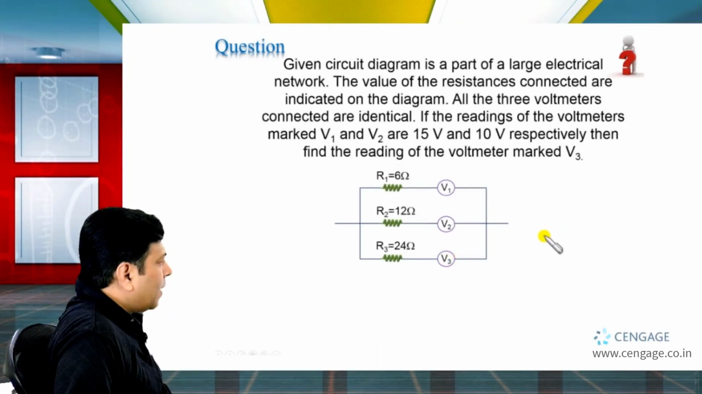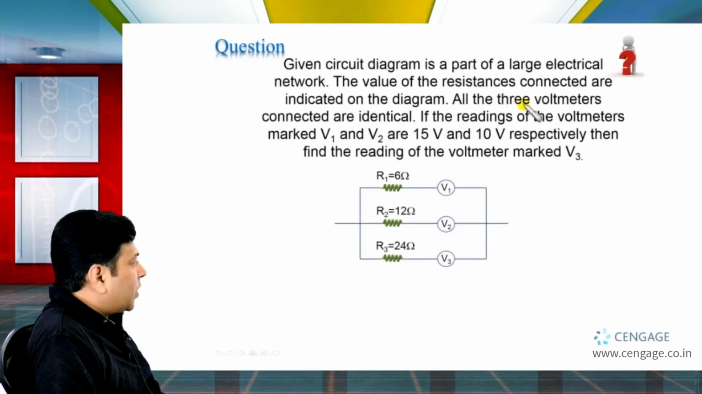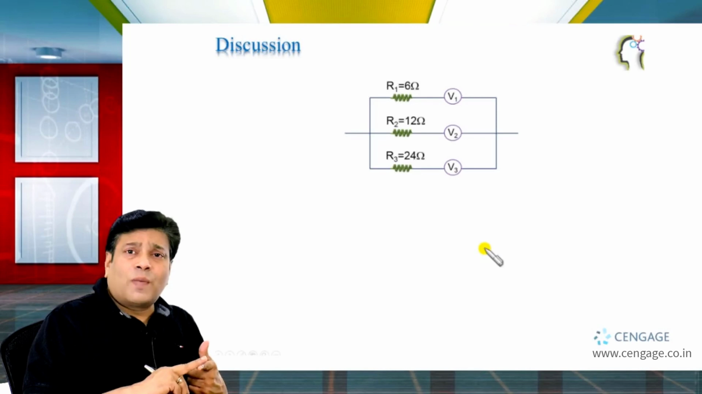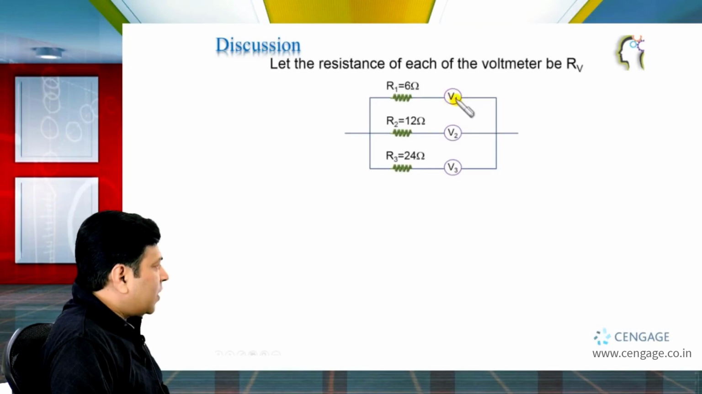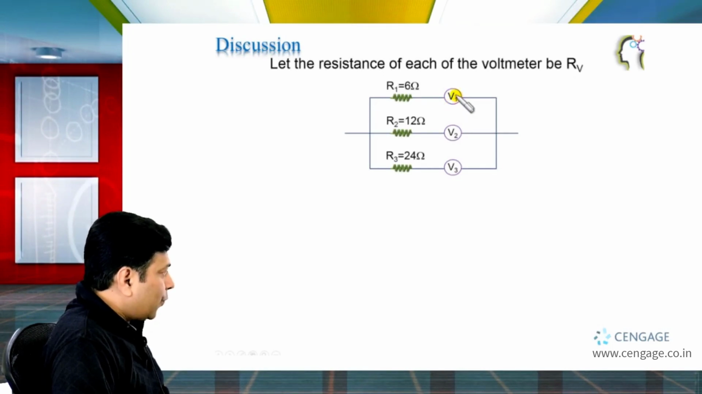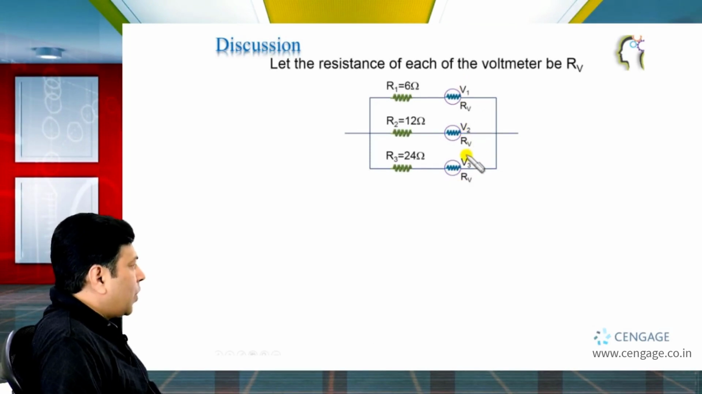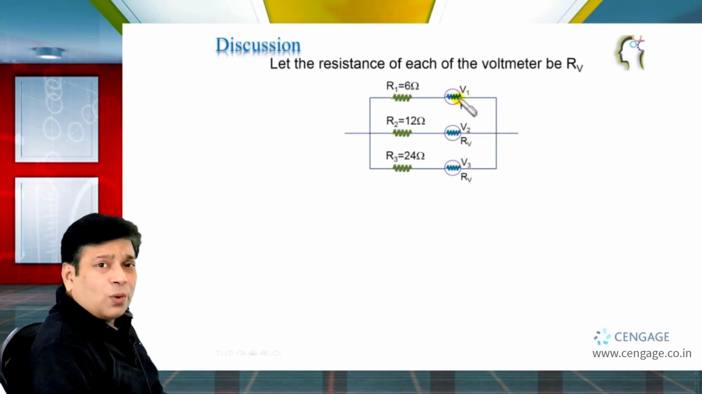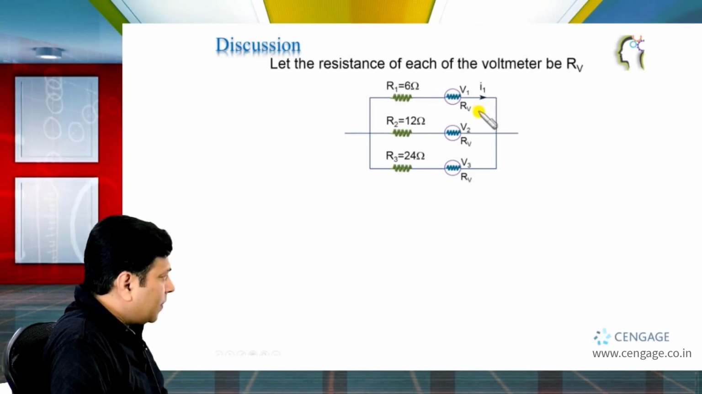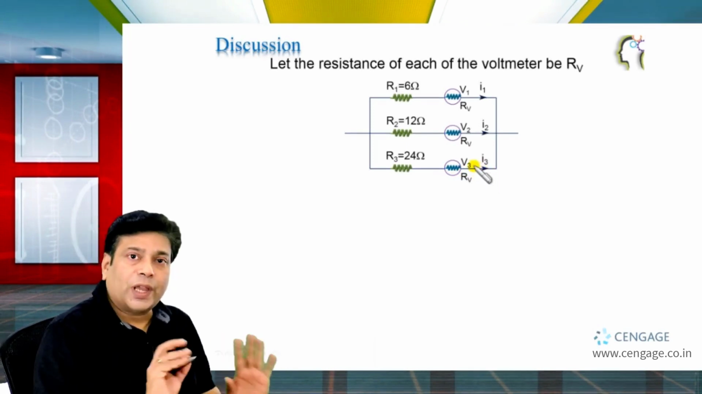So let us make the diagram on the next page. In the question it is given all 3 voltmeters connected are identical. So let us assume the resistance of each voltmeter is RV. Let us connect RV resistance in place of V1, V2 and V3. Reading of this is V1, V2 and V3. Let us assume the current flowing through this branch is I1, this branch is I2 and this branch is I3.